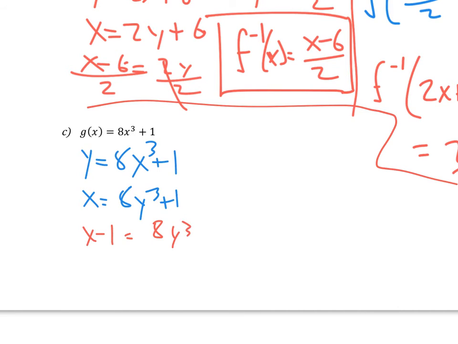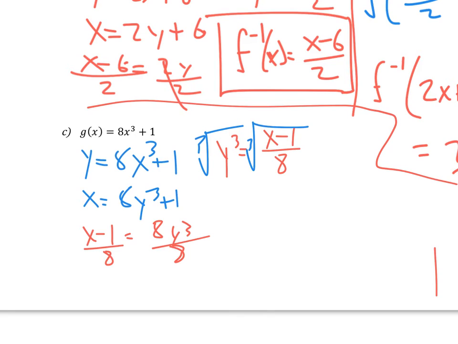8y cubed divided by 8. Okay, and we end up with y cubed equals (x minus 1) all over 8. And last but not least, let's get rid of that by cube rooting. Remember that thing? So y is equal to, so y is the cube root of that fraction there, right?